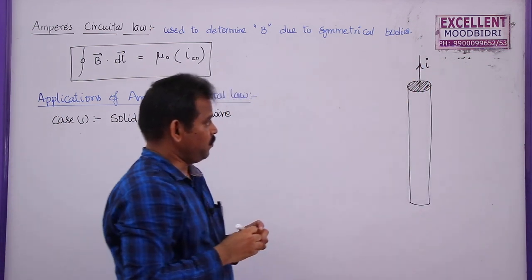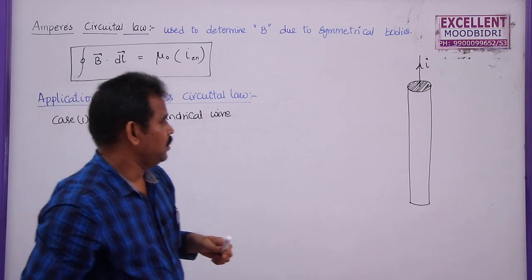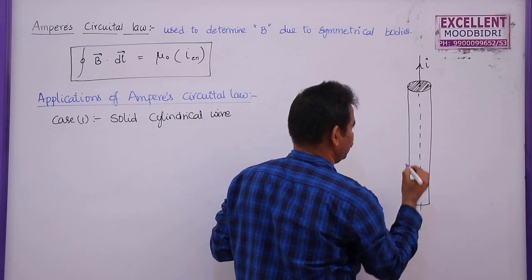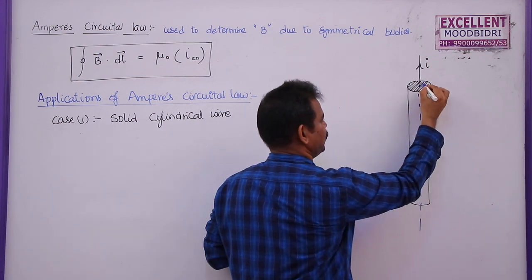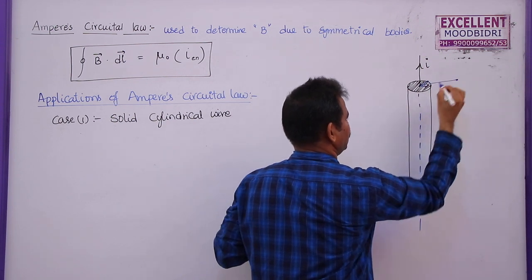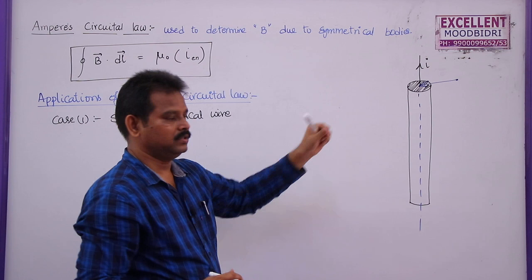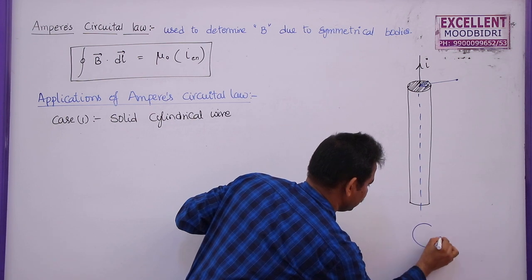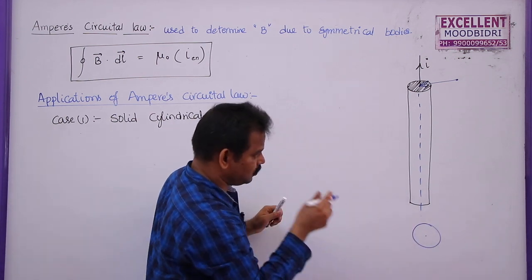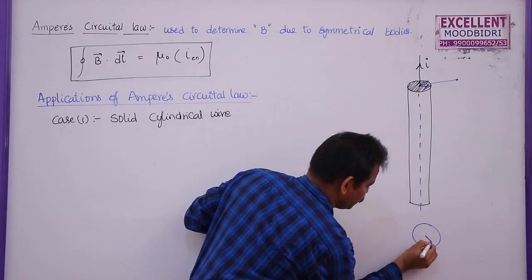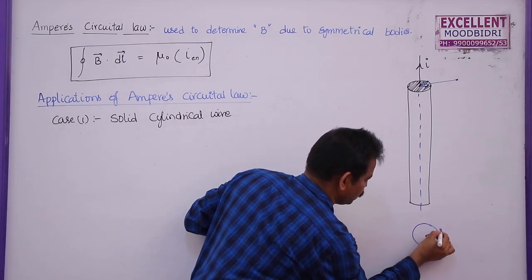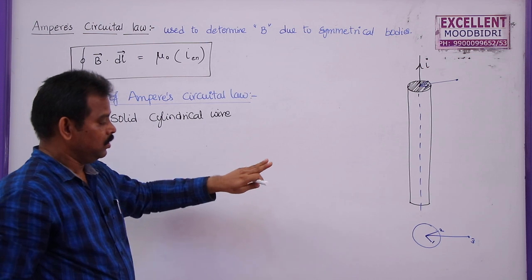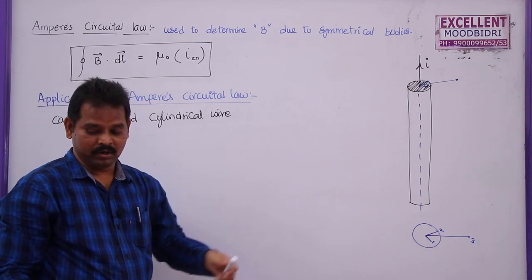If I want to find out magnetic field at different places here, so this is the center and we call this the axis of this wire. Now I want to find out magnetic field here, on the surface, and here. So let me take 3 different points. I am going to draw the cross section of this wire here. This is the center through which the axis is passing. Now this is point 1, this is point 2 and this is point 3. So I want to find out magnetic field at point 1, point 2, point 3.